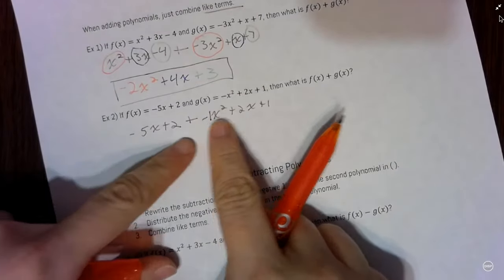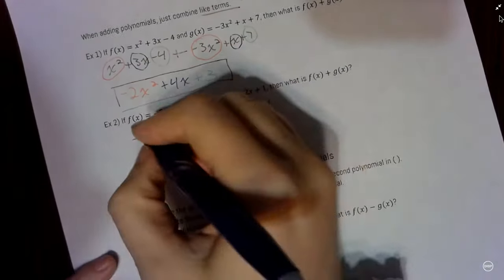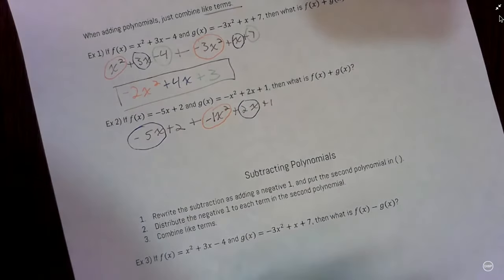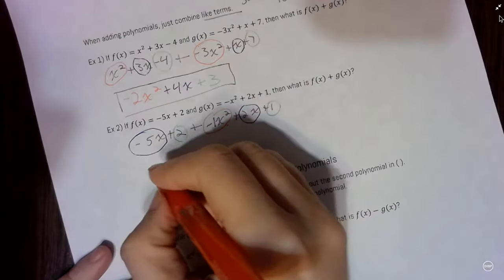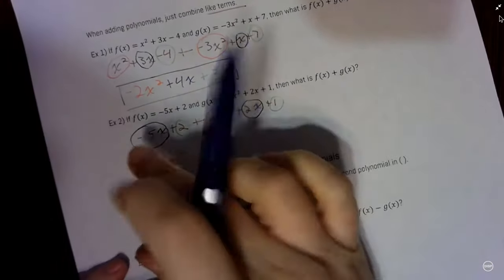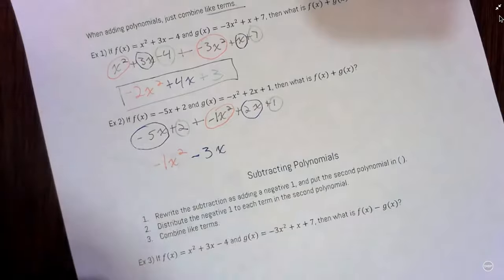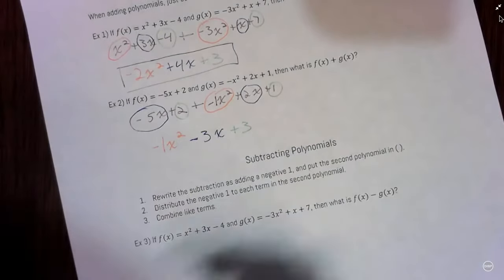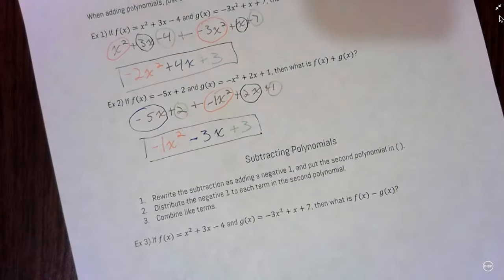So x squared doesn't have a like term. It's all by itself. There's no other x squareds. And then negative 5x is like terms with 2x because they both have an x to the power of 1. And then 2 and 1 are like terms. So we're just going to have negative 1x squared, or negative x squared. Then negative 5 plus 2 is negative 3x. And then finally 2 plus 1 is 3. And then there's your answer. So fairly straightforward, hopefully.